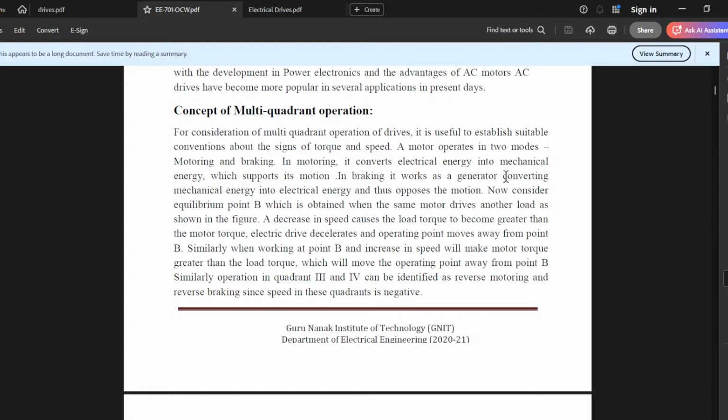In motoring, it converts electrical energy into mechanical energy which supports its motion. In braking, it works as a generator, converting mechanical energy into electrical energy and thus opposes the motion. Now consider equilibrium point B, which is obtained when the same motor drives another load as shown in the figure.